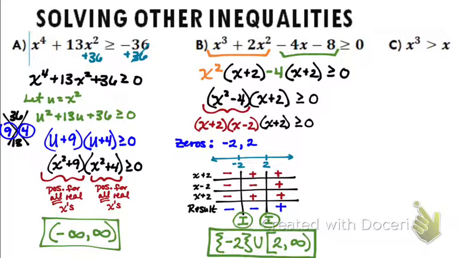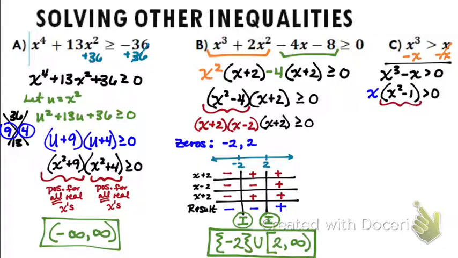All right, last one. First thing I need to do here is subtract x from both sides so that I get a 0 on the right. X cubed minus x is greater than 0. Can I factor anything out? X. So x, that would leave me x squared minus 1. Does anything factor further? Yep, x squared minus 1 factors to be what? X minus 1, x plus 1, greater than 0.